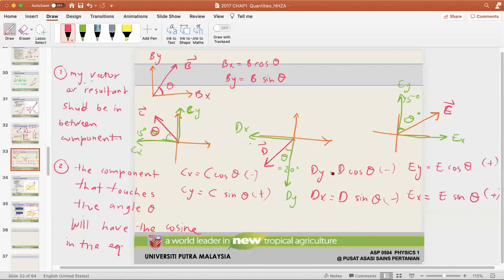Okay, so now the question is, kenapa angle yang touching component jadi cosine? Okay, so you have 2 things that you need to remember here. The question is, why is the component touching the angle gets to be a cosine? Does anyone have the answer for that? Ada nak try tak?